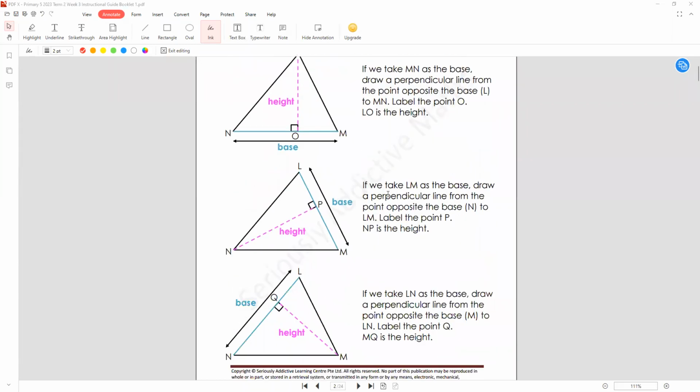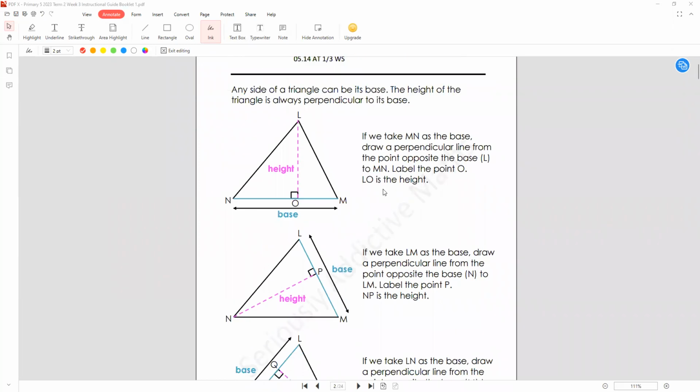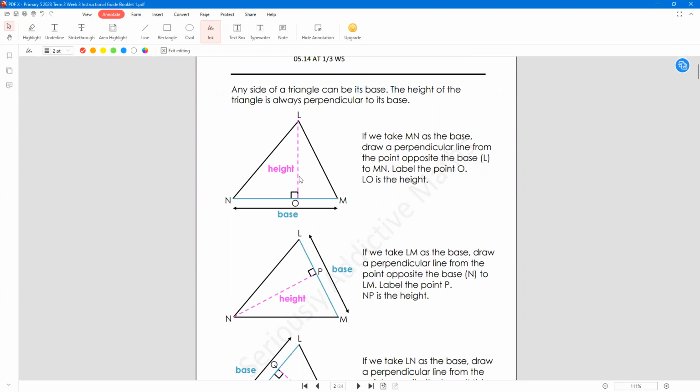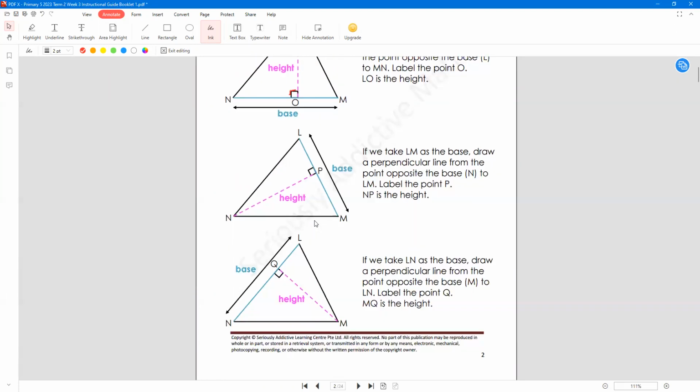Now, the next one is basically to get them to identify where the height is. For any triangle, if you identify this as the base, for example, NM, then the height is where the opposite vertex, L in this case, forms a line that is perpendicular to NM. So hence the height must be perpendicular to the base. That's the way to measure a triangle or to name the dimensions.